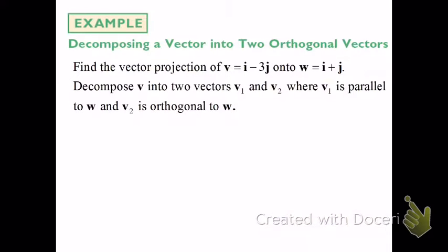Alright, so let's take a look at an example. In this example, they want us to project V onto vector W, so that V1 is parallel to W, and then find also V2, which is orthogonal to W.